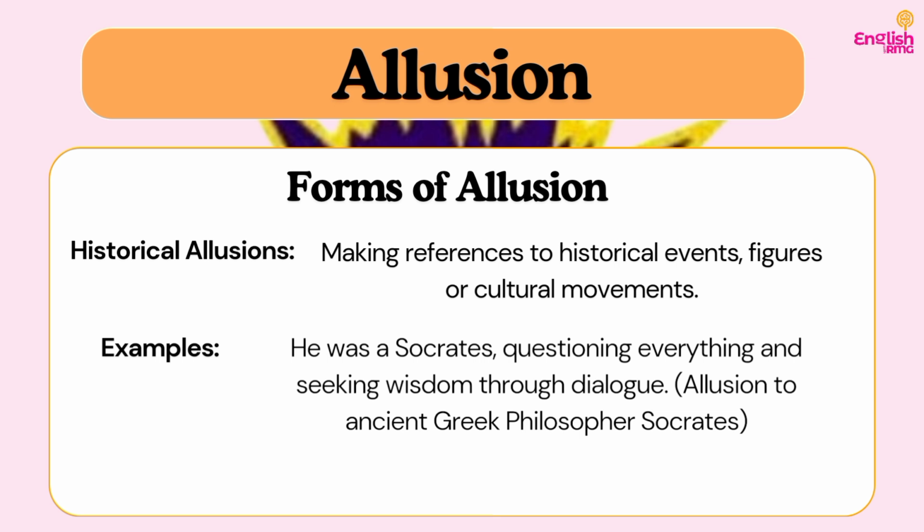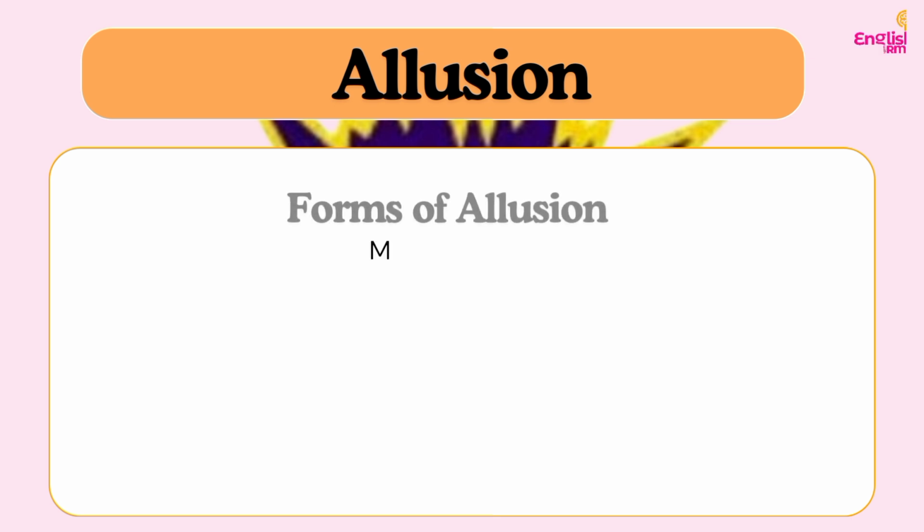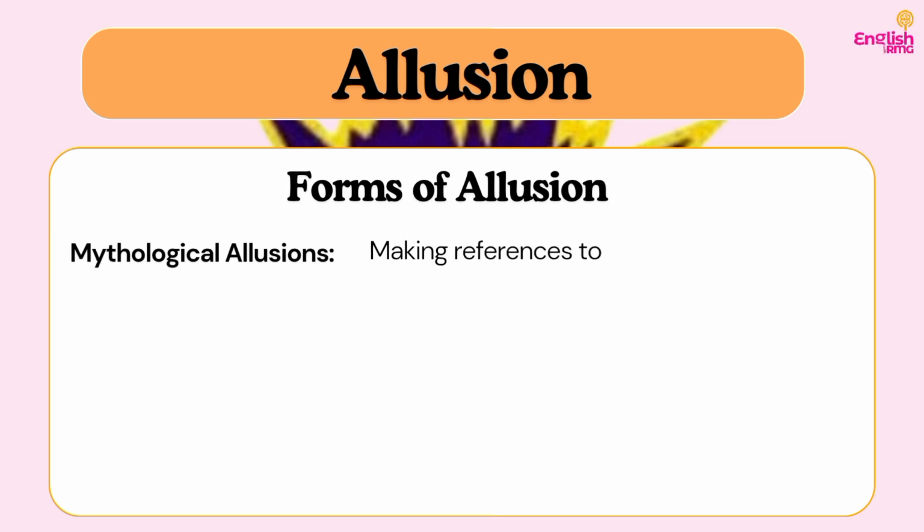Are you getting how to use allusion now? So let's move on to the next type of allusion, which is mythological allusions. We all have one or two mythological stories in our cultural backgrounds. So by making references to myths, legends, and folklore, we say that this kind of allusion is a mythological allusion.